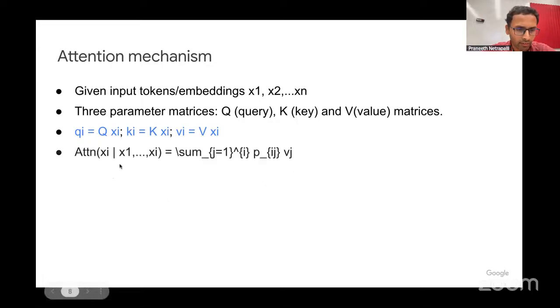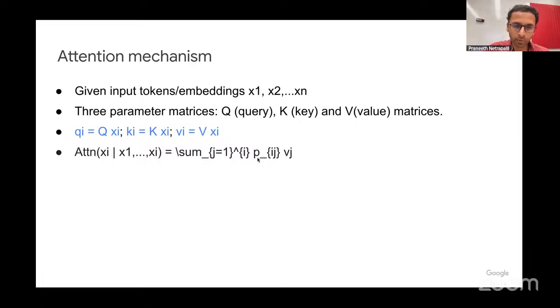So when we are given all the previous tokens x1 to xi, the attention operation transforms the ith token xi to be a summation from j equal to 1 to i. This i is because of causal attention, meaning that a token can only attend to all of the past. There are also bidirectional transformers, but LLMs are predominantly the causal transformer variants. So j can only go from 1 to i.